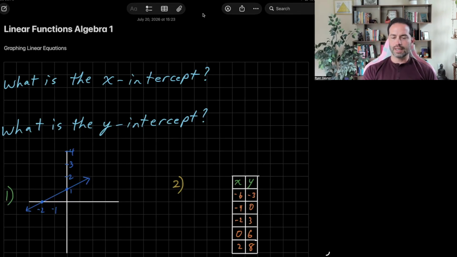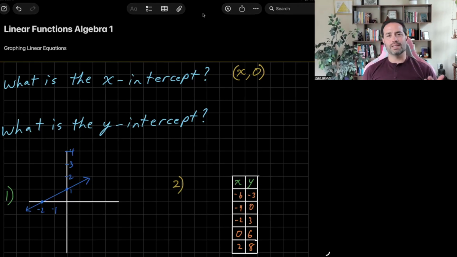So if I write this down, the x-intercept will always look like this: x, comma, 0. Whatever number x is, comma, 0, as in the y will always be 0.